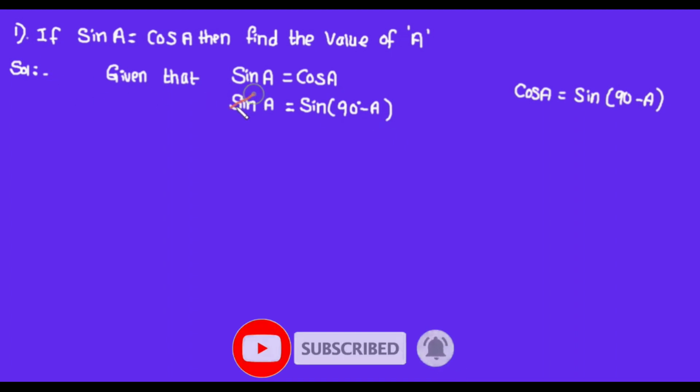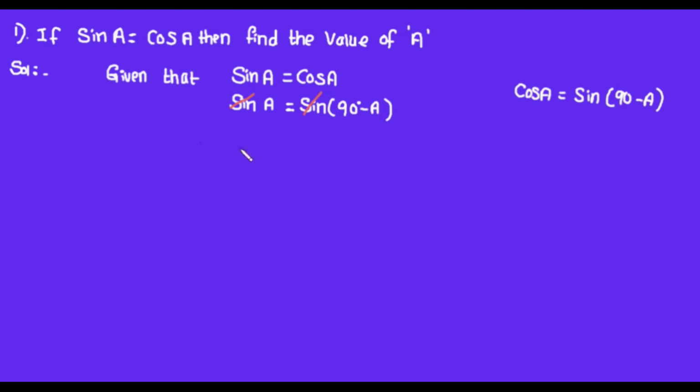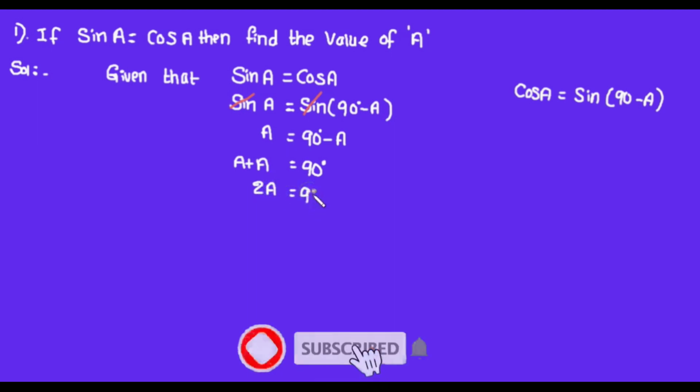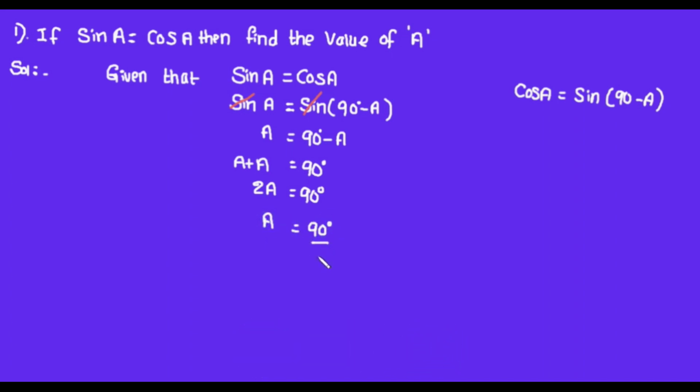Now we can cancel sine ratios on both sides. By cancelling it, we will get A is equal to 90 minus A. By moving minus A to the left hand side, we will get A plus A is equal to 90 degrees. That means 2A is equal to 90 degrees. It implies A is equal to 90 degrees by 2, which is equal to 45 degrees.